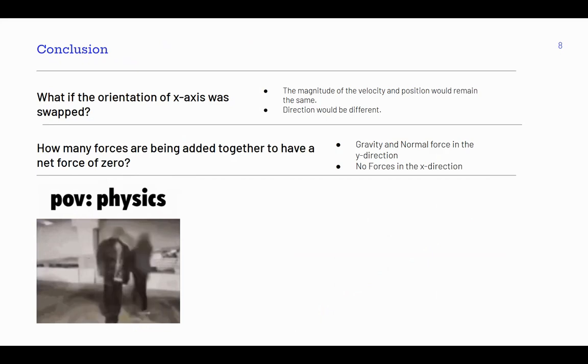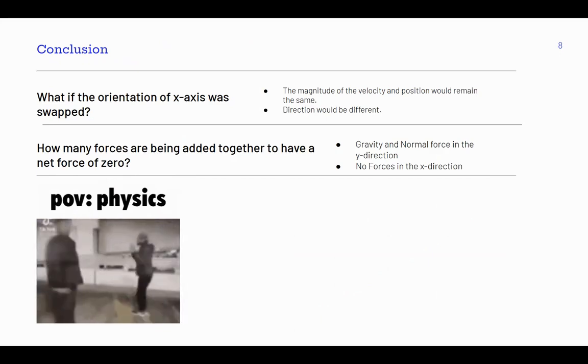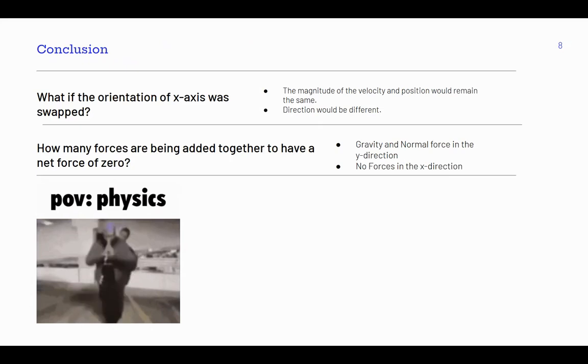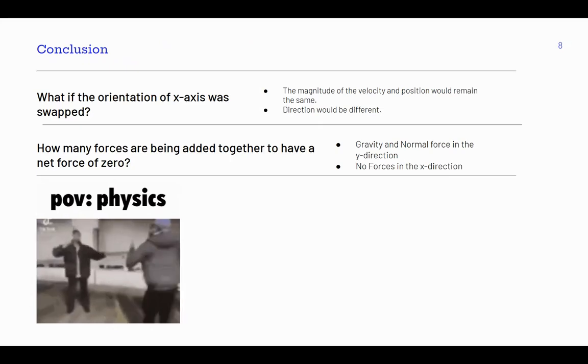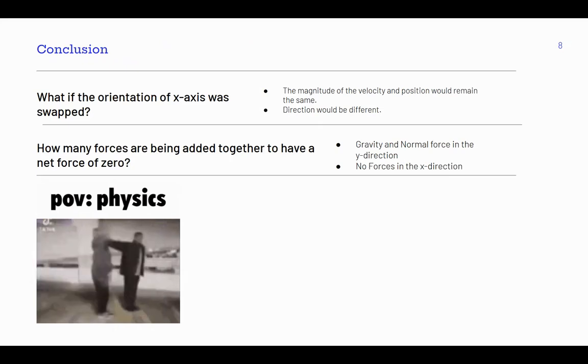And how many forces are being added together to have a net force of zero? Just two, the gravity and the normal force in the y direction. So gravity pulling down and the normal force of the table pulling up. However, there are no forces in the x direction, meaning there is no friction and no pulling or pushing force on the car.